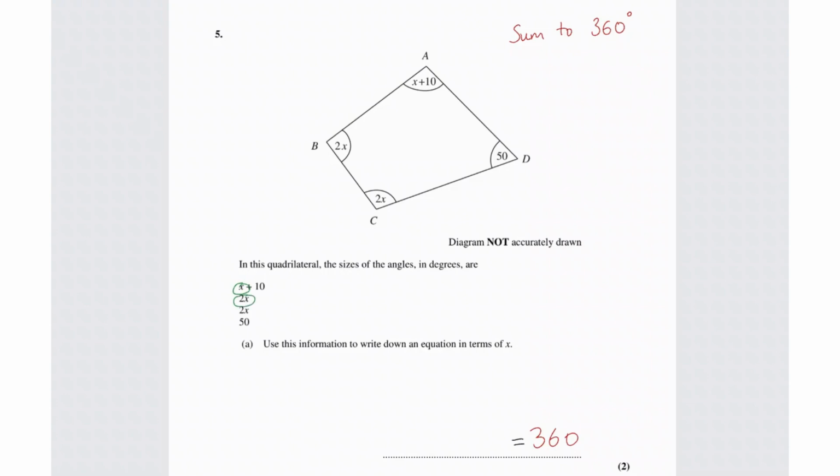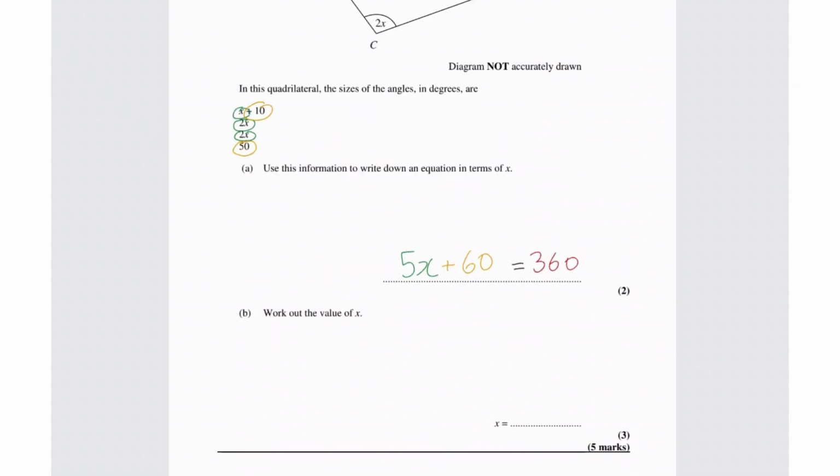We're told them here. So we've got x, 2x plus 2x. We've got 5x's. And then if we add together the numbers, we've got 50 and 10, so 60. So that's our equation. Our equation is 5x plus 60 equals 360. And I'm sure in the next part it's going to ask us to solve it. Yep, so part B here, we're solving this equation.